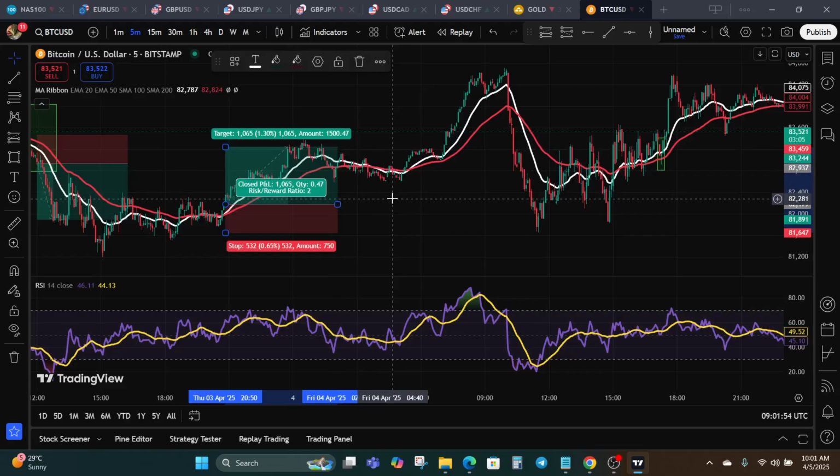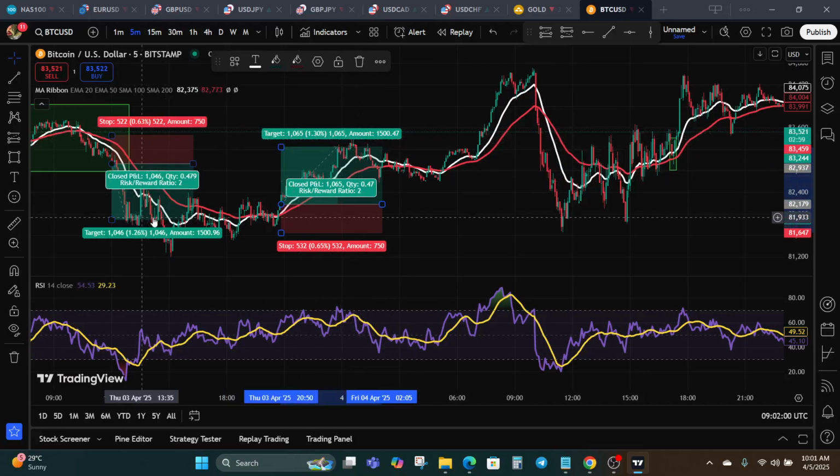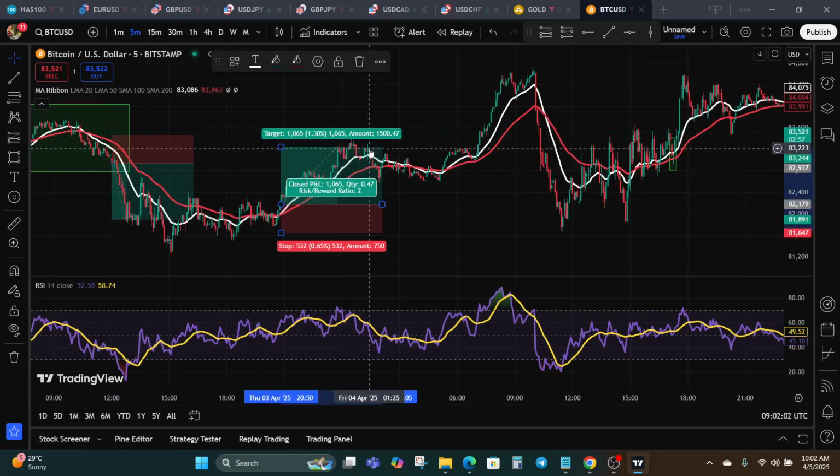For your RRR, of course, you can target recent support or resistance levels that are visible on the 5-minute chart. Keep your risk consistent across trades. Do not overexpose just because a move looks strong.